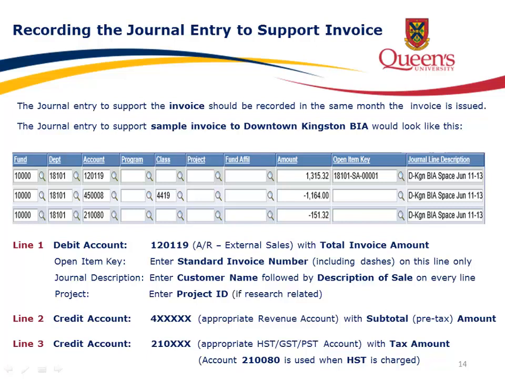When the billing is related to a research project, be sure to enter the project ID in the project field. Research-related activity requires the project ID to be entered on both the AR line and the revenue line, in this case, lines 1 and 2. On line 3, credit the appropriate HST, GST, or PST account. For example, when HST is charged and collected, the account is 210080.